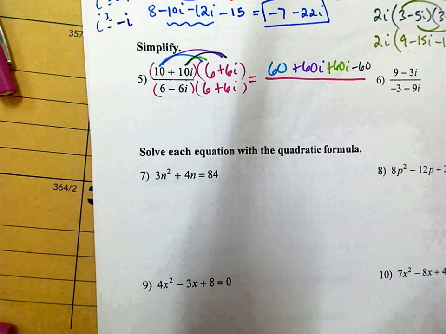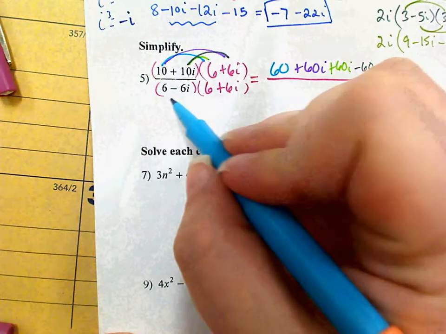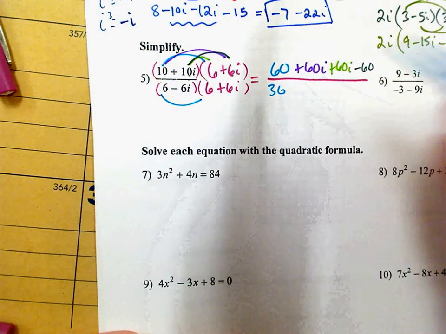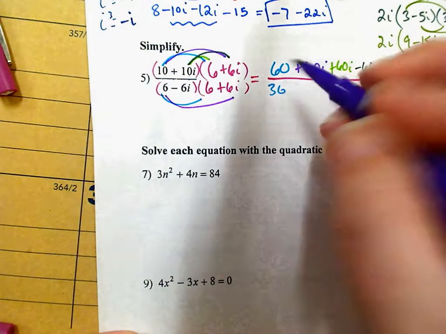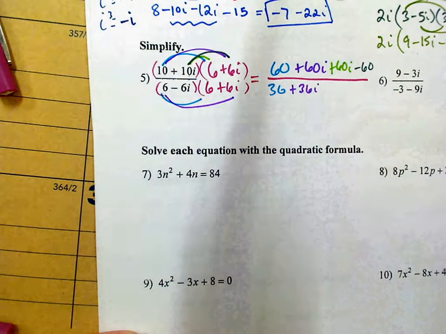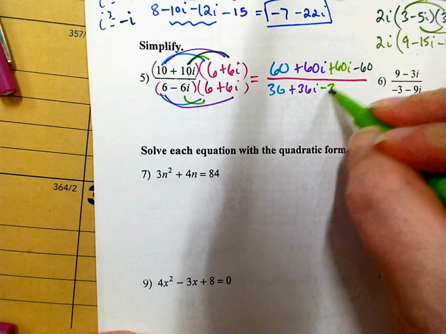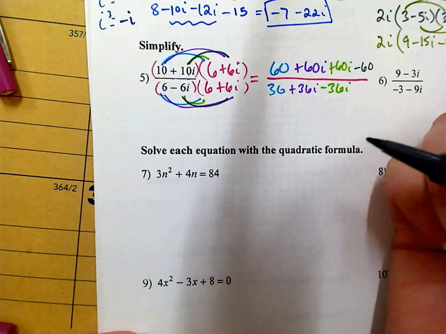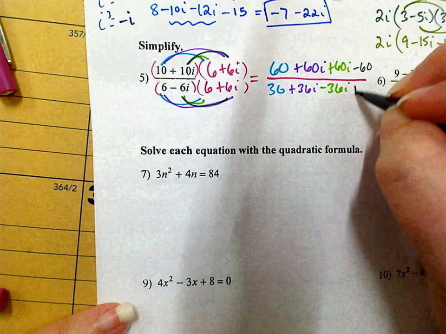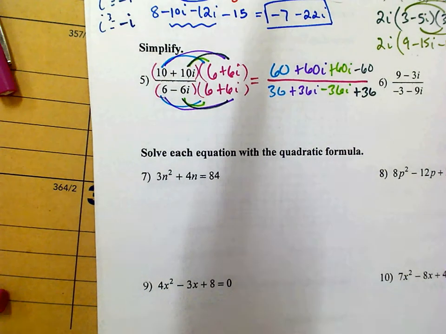And then in the denominator, I've got 6 times 6, which is 36. 6 times 6i, which is 36i. Negative 6i times 6, which is negative 36i. And negative 6i times positive 6i, which is negative 36i squared, which makes it positive 36. So in the numerator and denominator, things actually cancel out and simplify.